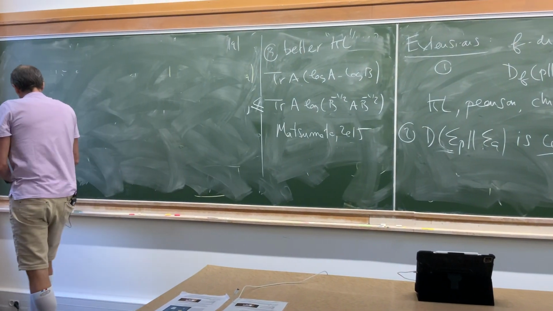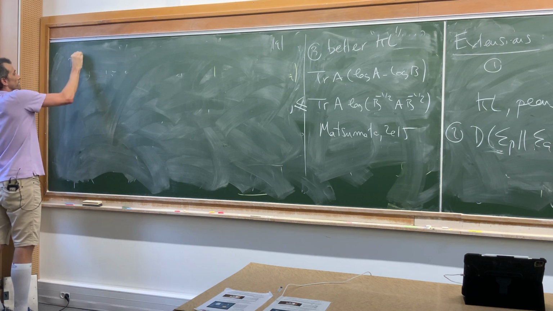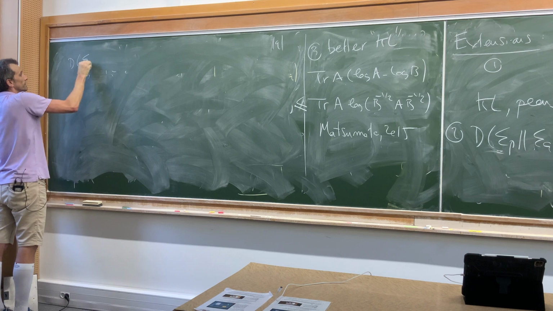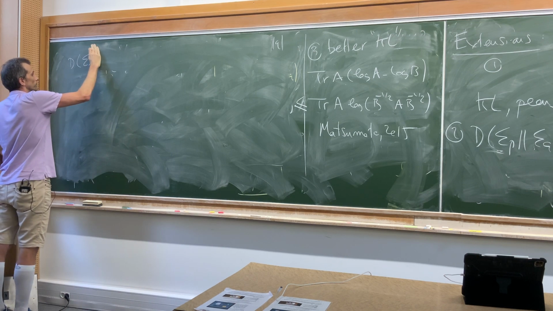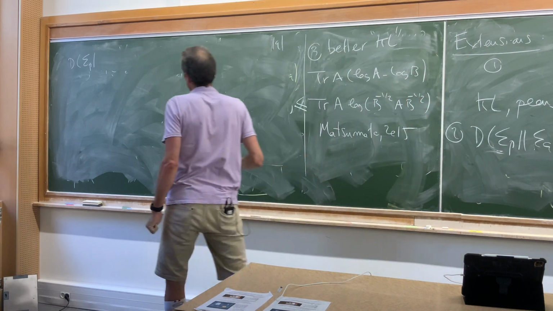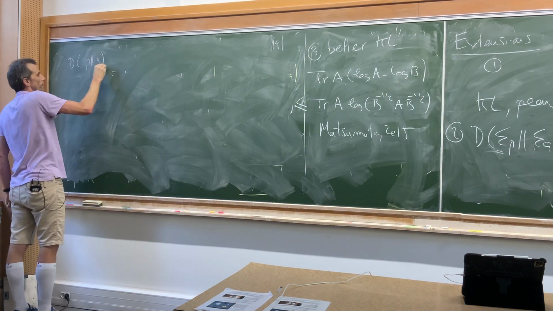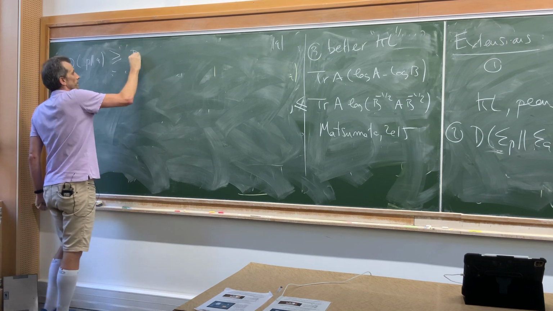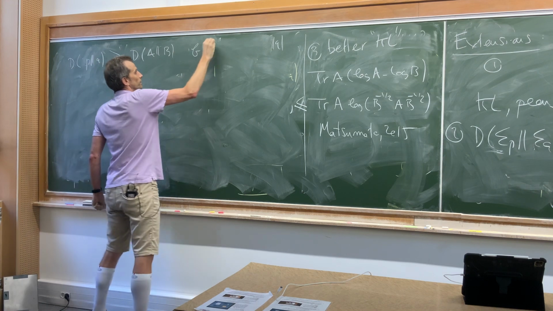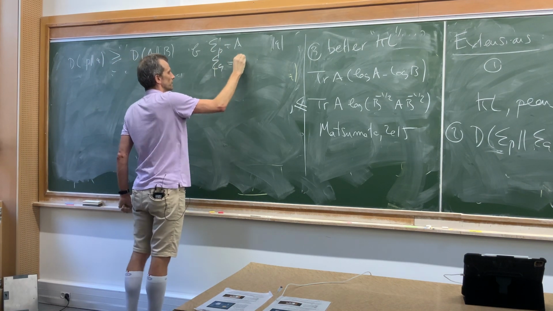What we have is that we show that D(p, q) is bigger than D(A, B) if Sigma_p is equal to A and Sigma_q is equal to B.